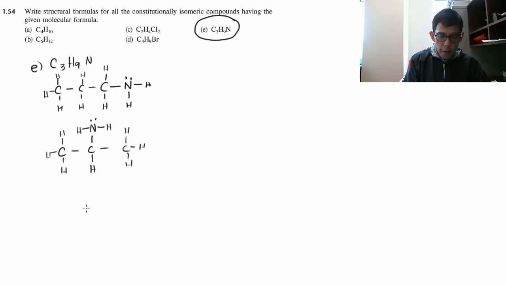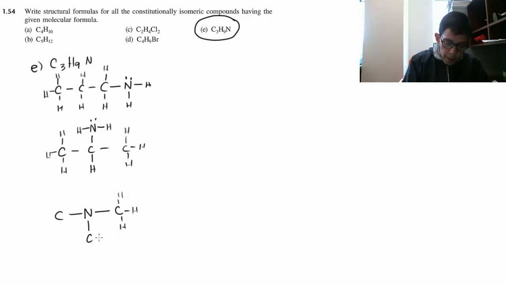The third one is where you have a nitrogen in the middle, surrounded by 3 C's. Furnish, that can take 3 H's. That can take 3 H's. And this can take 3 H's. Nitrogen has 2, 4, 6.